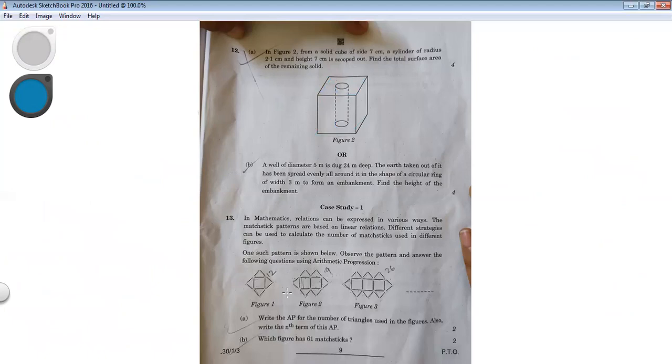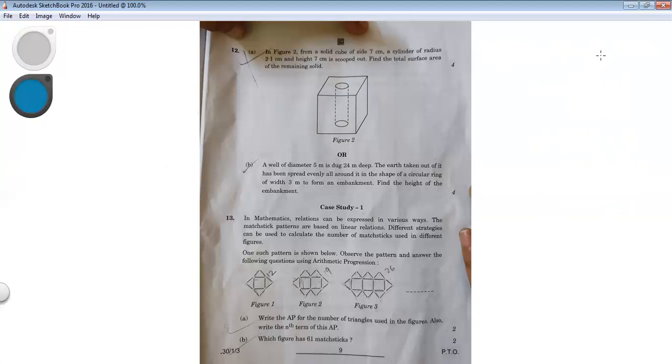Now there is going to be remaining. The second problem is: a well of diameter 5 meters is dug 24 meters deep. The earth taken out of it has been spread evenly all around it in the shape of a circular ring of width 3 meters to form an embankment. Find the height of the embankment. Right?